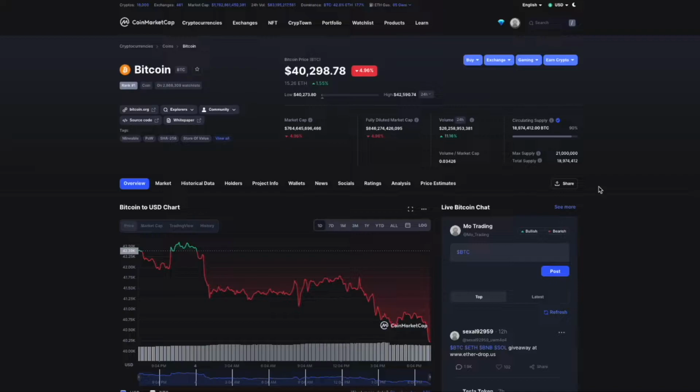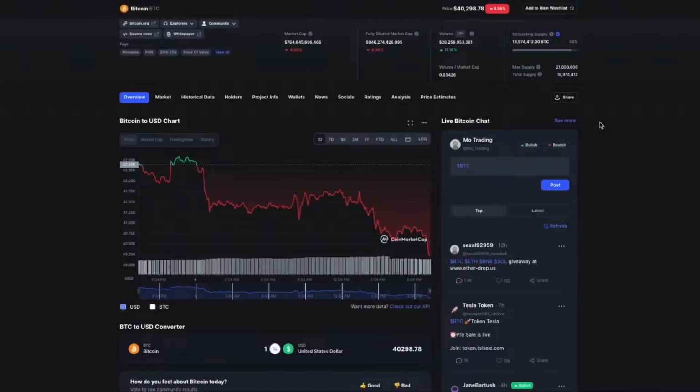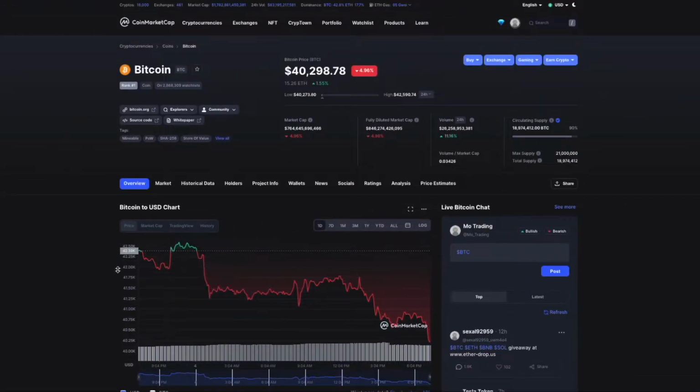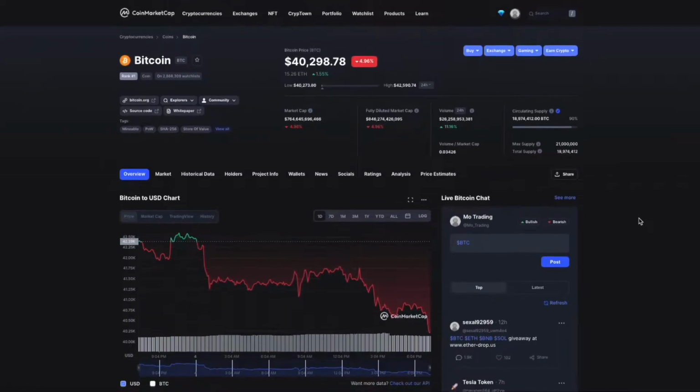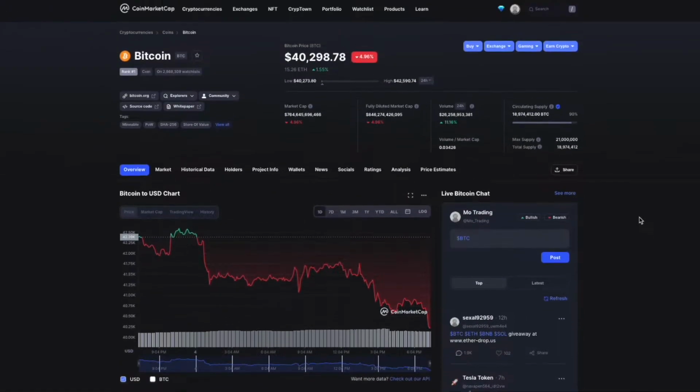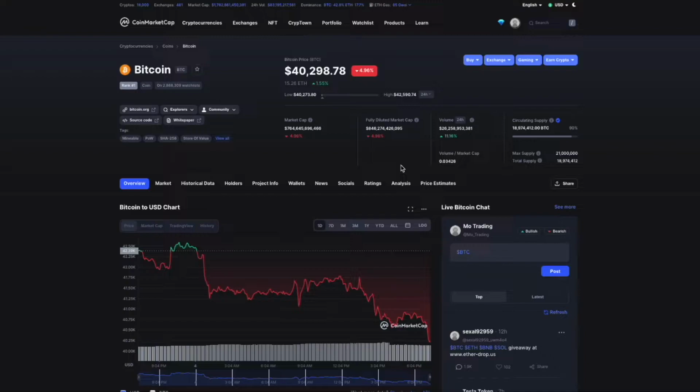So looking on CoinMarketCap, Bitcoin is currently down 4.96%. You can see we're pretty much down almost 5% on the day. You can see on the daily chart on CoinMarketCap that Bitcoin has pretty much been bearish, making lower highs, lower lows, lower highs, lower lows, and pretty much bearish. And this was predicted by me in my last two videos on Bitcoin, so make sure you check those out.